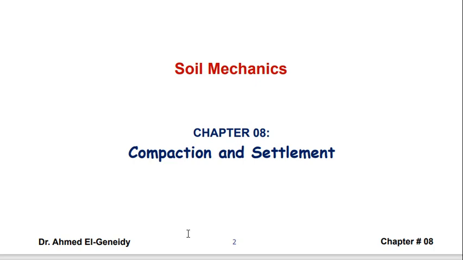Because in sand, I have very high permeability. And you have studied total and effective stress, and we said that we are targeting the effective stress. We don't care about the total stress, because the total stress means that part of the load is carried by the water, and this part sooner or later will be dissipated and will return back again to the soil. So I need to study the effective stress. What does the soil carry? What is the portion of the soil? I don't care about the amount carried by the water.